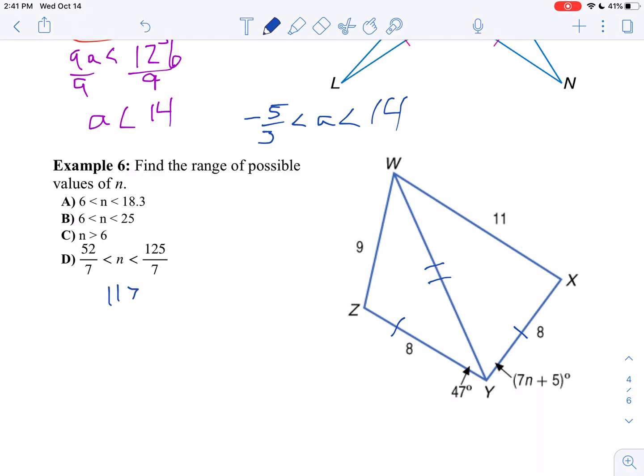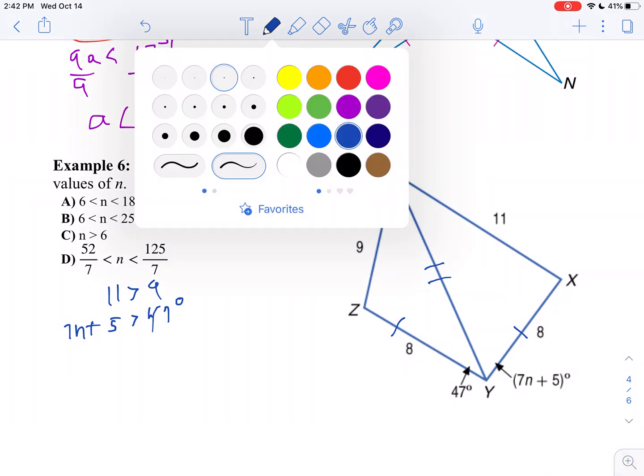11 is greater than 9. While the angle opposite 11, 7n plus 15, must be greater than the angle opposite 9, which is 47 degrees. What did I say, 15? It's a 5. Sorry about that. 7n plus 5.